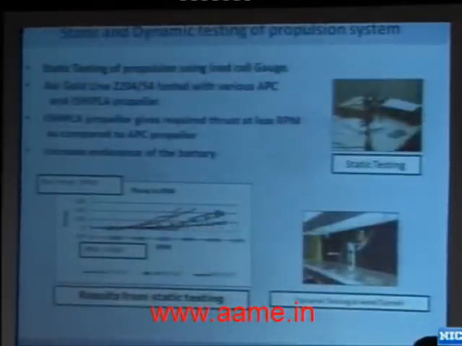As far as the propulsion is concerned, we did a lot of tests with various combinations of commercially available motors and propellers. We did static testing to get the strain and then map it onto the thrust. And also we did dynamic testing in the wind tunnel. So we were able to get both the cruise thrust and the static thrust requirements for the air vehicle. These are the plots for the various propellers we have selected.